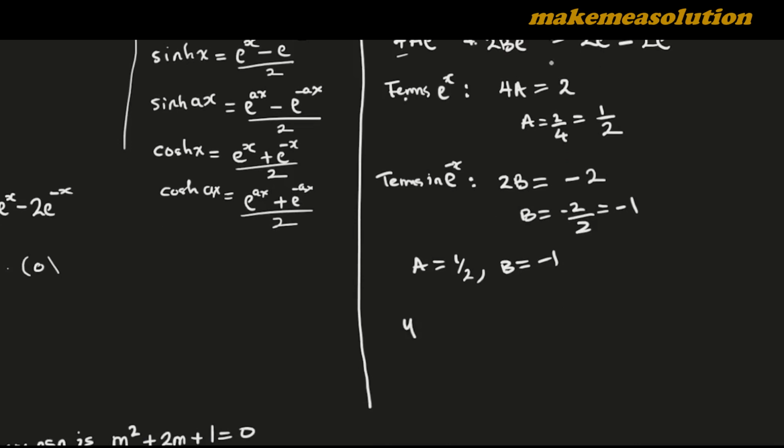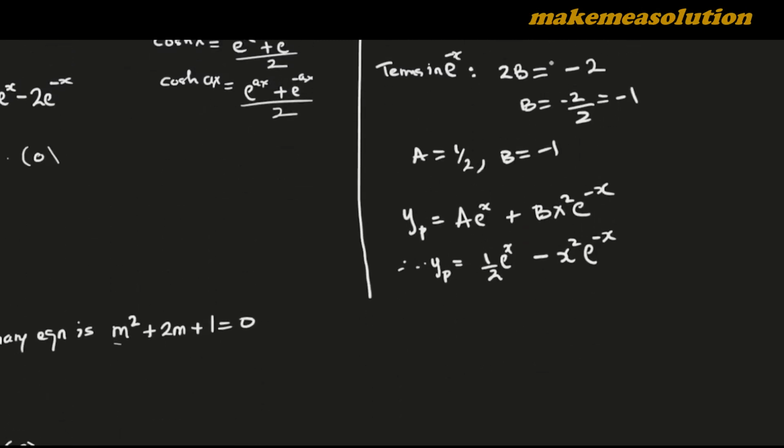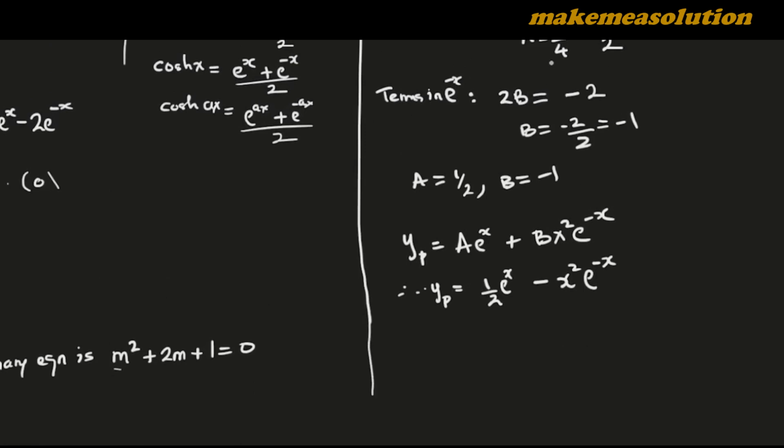So where do they apply? They apply in what? Our yp. The expression we had for yp was a exponential x then plus bx squared exponential minus x. With the constants a and b gotten, which are our undetermined coefficients, which by now we have determined, we have 1 over 2 exponential x, and I have minus x squared exponential minus x. Is that okay?